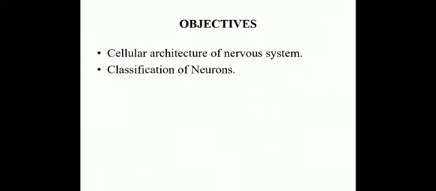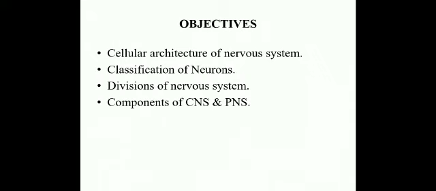Hello everyone. Today we will discuss the nervous system. The objectives are to learn about the cellular architecture of the nervous system, the classification of neurons, the division of the nervous system, the components of the central nervous system and peripheral nervous system, and the clinical aspects.